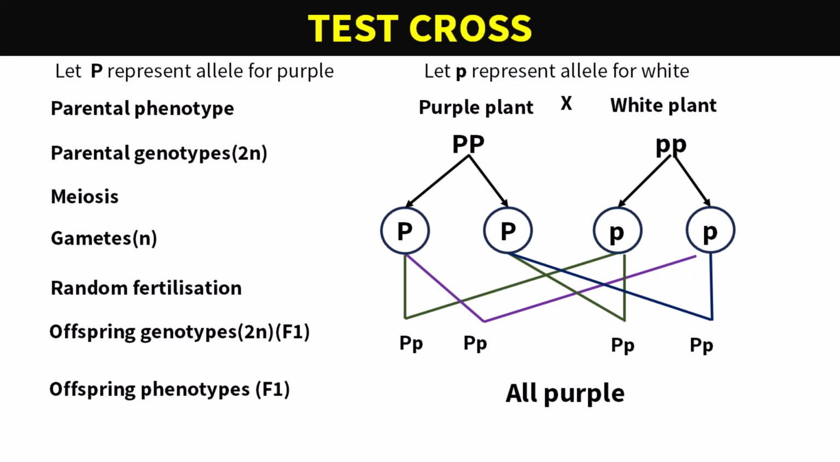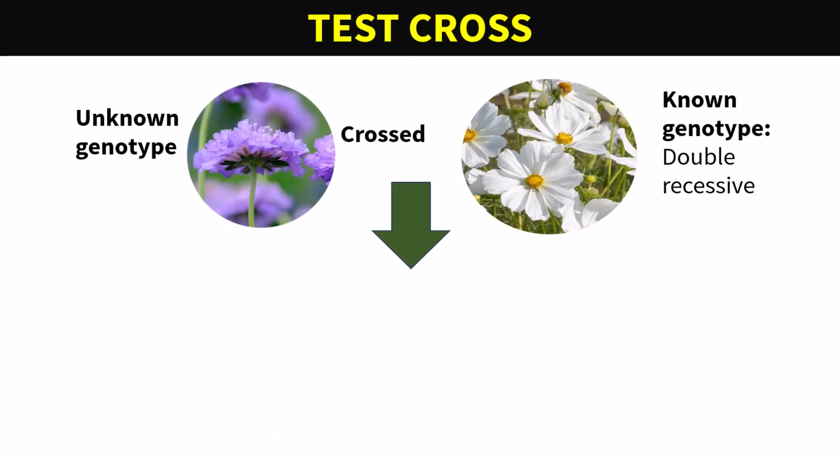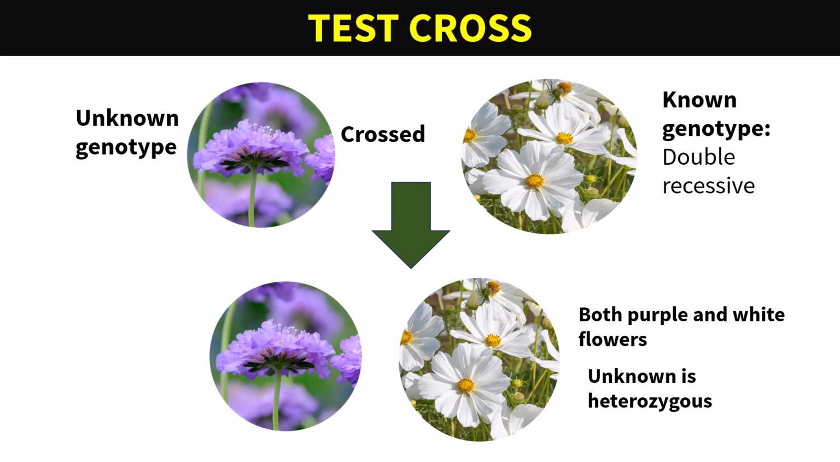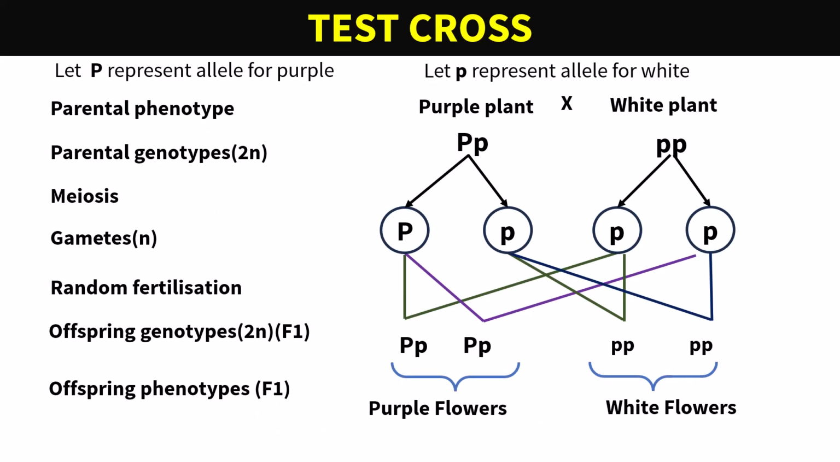That's the genetic cross. If the unknown individual is heterozygous, the offspring will have a 1-to-1 ratio of dominant and recessive traits. A test cross is useful in determining genotype and studying inheritance patterns. That's the genetic cross. As I told you, this is a comprehensive lesson.